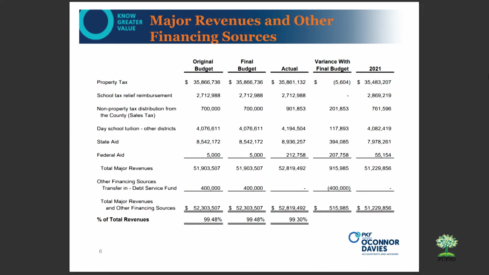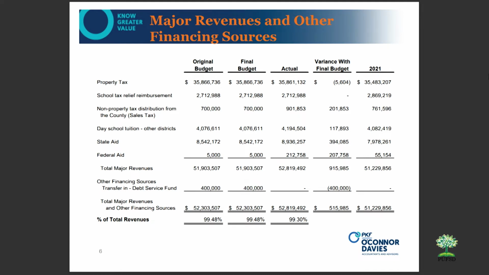And then federal aid, a lot of this is some of the stimulus money that came in. Obviously, not much was anticipated in the budget, and it came in at about $212,000 this year. So all these positive revenues that we show here show that they came in about $900,000 better than budget, which is a good thing.